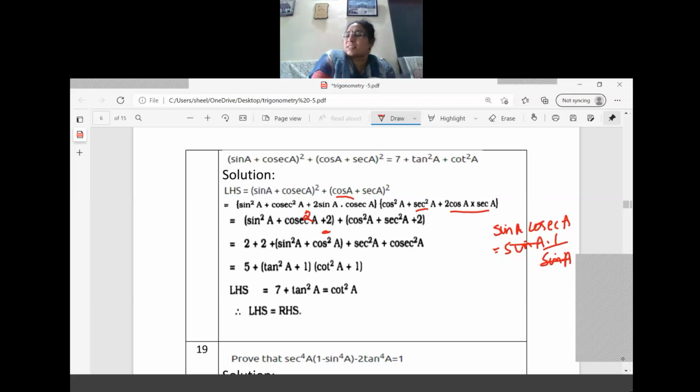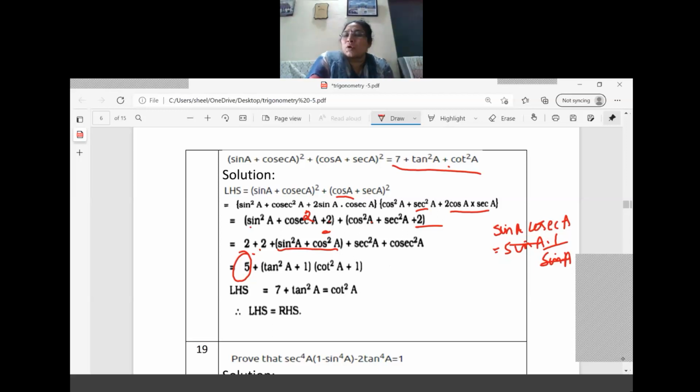So in between it is a plus sign only, so we can just remove the bracket. So this 2 and here 2, what is the answer? 4 we will get. Now what is sin square A plus cos square A? That is 1. So 4 plus 1, 5 we got. Now if you check the RHS, 7 we required, right? 7 we required. Additional to that, what we required?